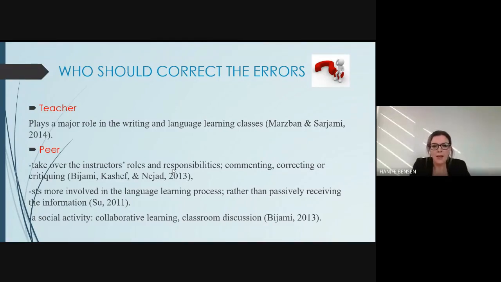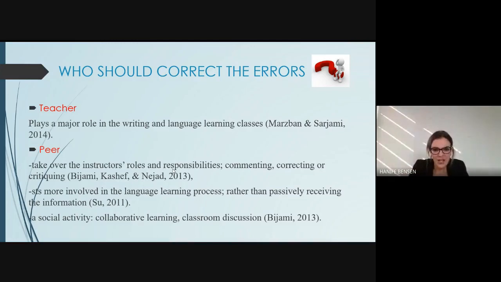Now, teachers obviously are expected to provide corrective feedback, and because they are the source of knowledge, they are seen as the person who passes on the knowledge. So we always expect our teachers to correct us. Teacher correction plays a major role in the writing and language learning classes, say Marzban and Sajjami in 2014.